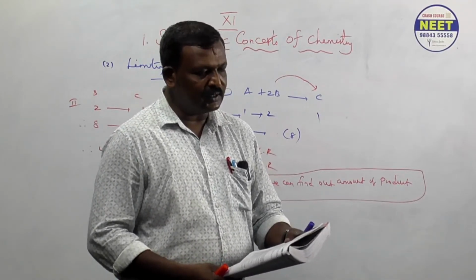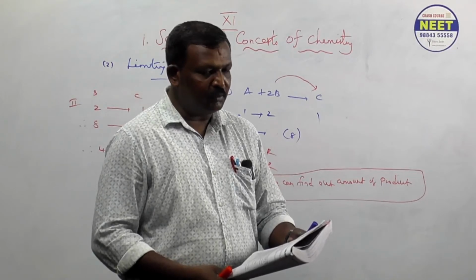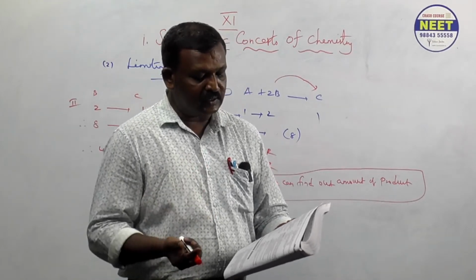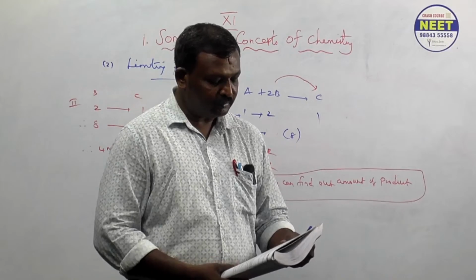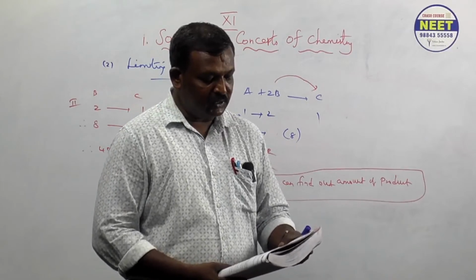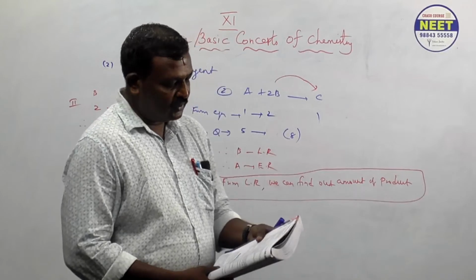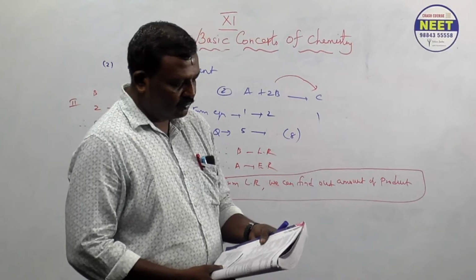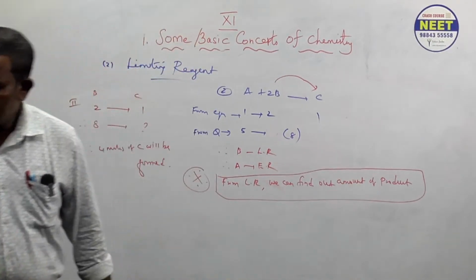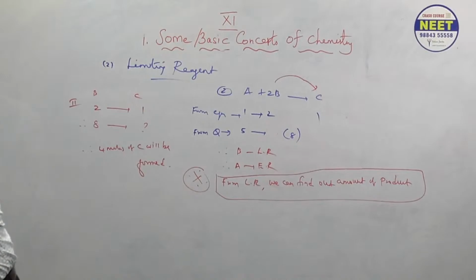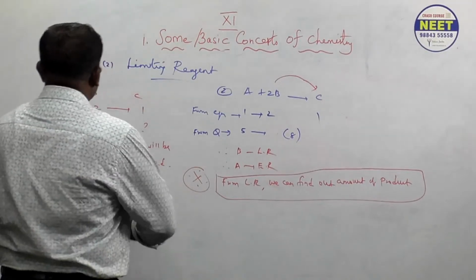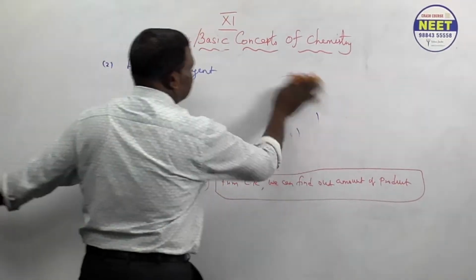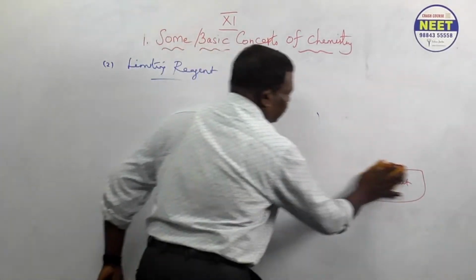Excess reagent we have to find out. Understood? And how much? Which reactant is left in excess and how much? Atomic mass of magnesium 24 and oxygen 16. How to find out? First you frame the equation. Equation only is very important.